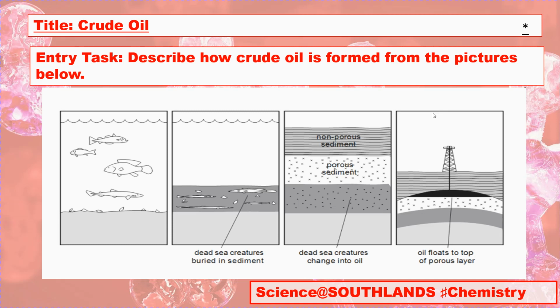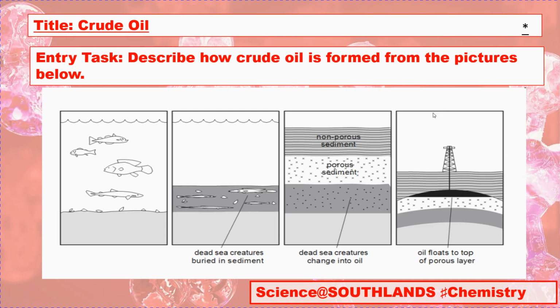Now the third picture shows how it collects, so you get these dead sea creatures turning into oil, and that will begin to rise up, okay. Now you've got the word porous there. Porous means that liquids can travel through it. So you've got underneath the sea creatures being changed into oil. It will rise up through that porous sediment, so it can pass through, a bit like a sponge, and rise up.